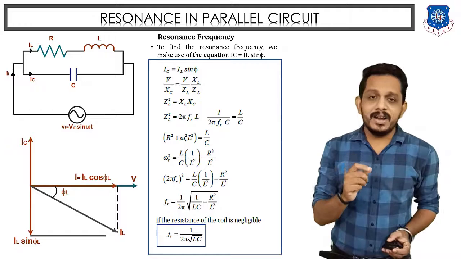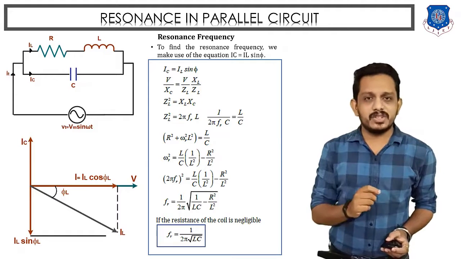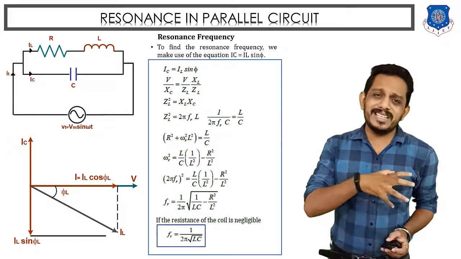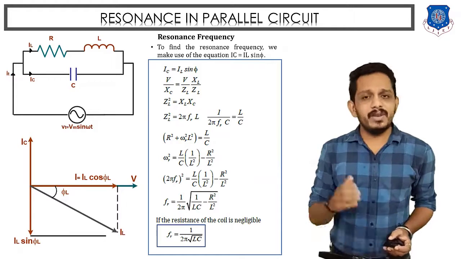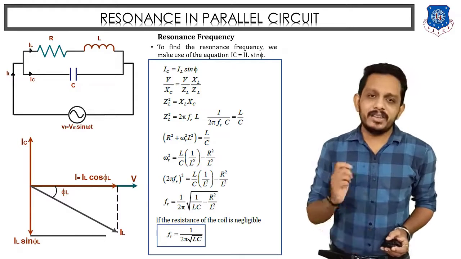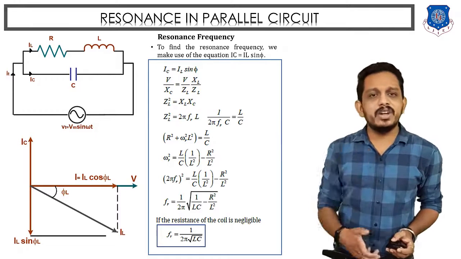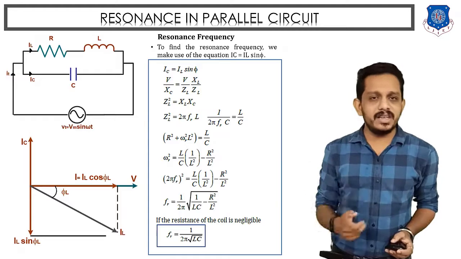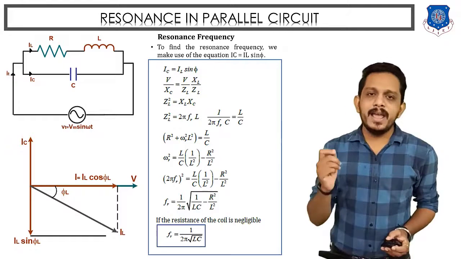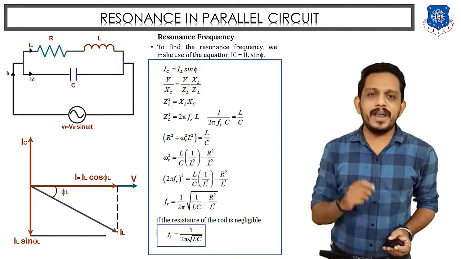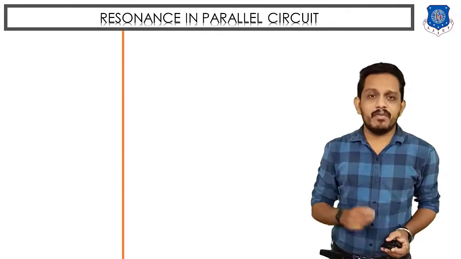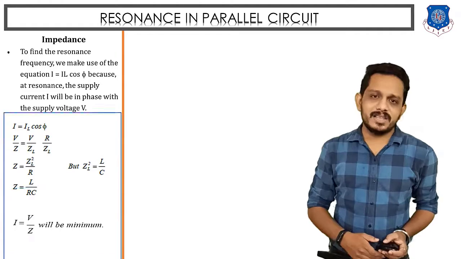If we neglect the internal resistance of the inductor, or if the internal resistance of the inductor has a very small value, then we can neglect R by L, and the equation will be the same as the equation of the resonance frequency in the case of a series circuit, and the equation will be F is equal to 1 upon 2 pi under root LC. So this was all about the equation of resonance frequency in a parallel circuit.